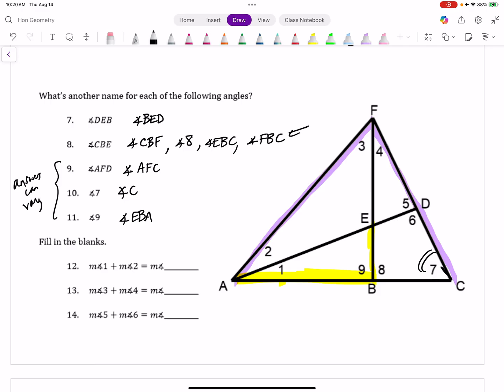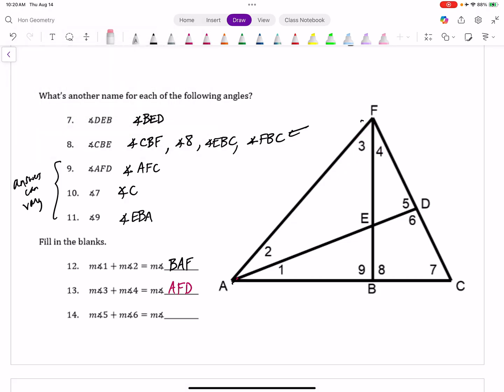All right, so then the measure of angle 1 plus the measure of angle 2, okay, that's the measure of this big angle. So the measure of angle BAF. And that is the angle addition postulate. Okay. Next up, measure of angle 3 plus the measure of angle 4. That makes this big angle. So the measure of angle, what, AFD would work?